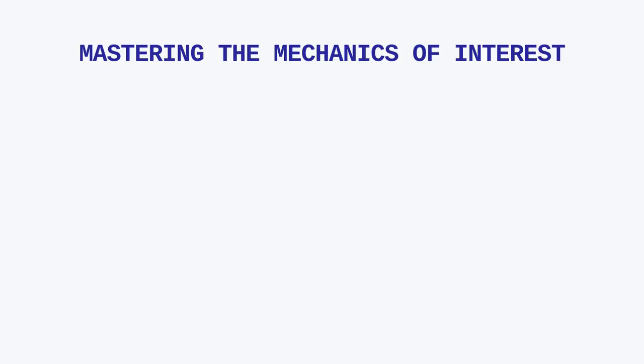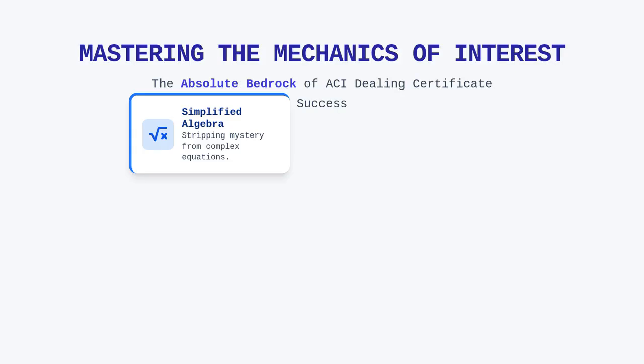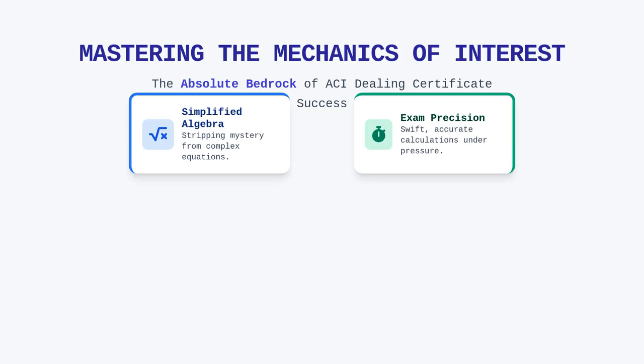If you are aiming to pass the ACI Dealing Certificate exam, mastering the mechanics of interest is not just an optional skill, but the absolute bedrock of your success. This course has been engineered to transform how you approach complex financial equations, stripping away the mystery to reveal the simple algebra that governs capital markets. You will gain the ability to navigate through interest rate scenarios with precision, ensuring that when the exam clock is ticking, your calculations remain swift and accurate.